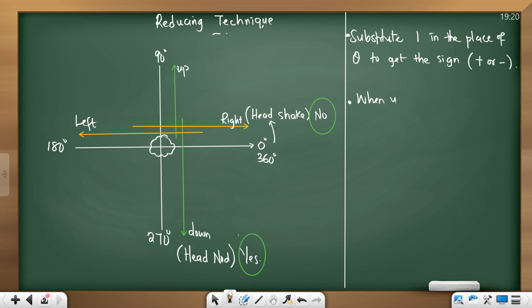When you shake your head, you will see, I'll explain. Don't change the trig ratio. It's a shortcut.